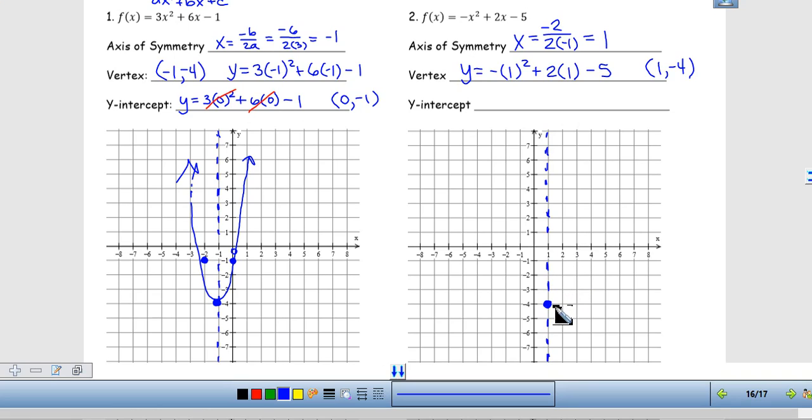Now that I have my vertex, one of the other things you want to pay attention to is the direction of opening. This is going to be opening downward. So when I do my calculations for my y-intercept, it should be below where my vertex is. Let's plug a 0 in everywhere that we have an x.